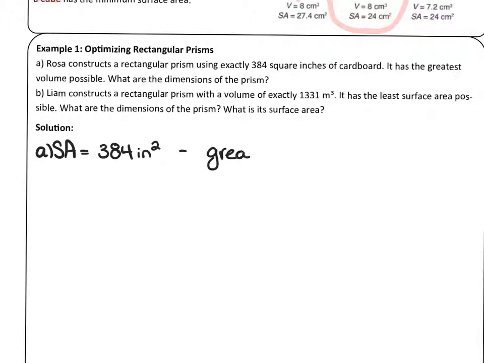So greatest volume. Okay, so because it's the greatest volume, I automatically am going to think cube because that's what we saw in the first part of the lesson. So what I'm going to do is figure out what my length, width, and height have to be. Now, if we're thinking about surface area, all the surfaces on the cube are exactly the same.